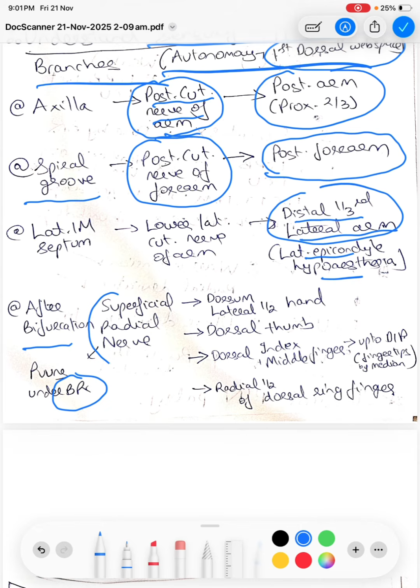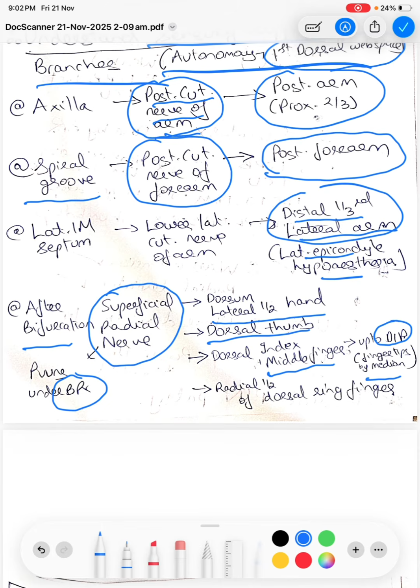So what is the supply of the superficial radial nerve? It supplies the dorsal lateral half of the hand. It supplies the dorsum of the thumb. It supplies the dorsal index plus middle finger up to the DIP. The fingertips are supplied by the median nerve. So it supplies the dorsal index and middle finger up to the DIP joint.